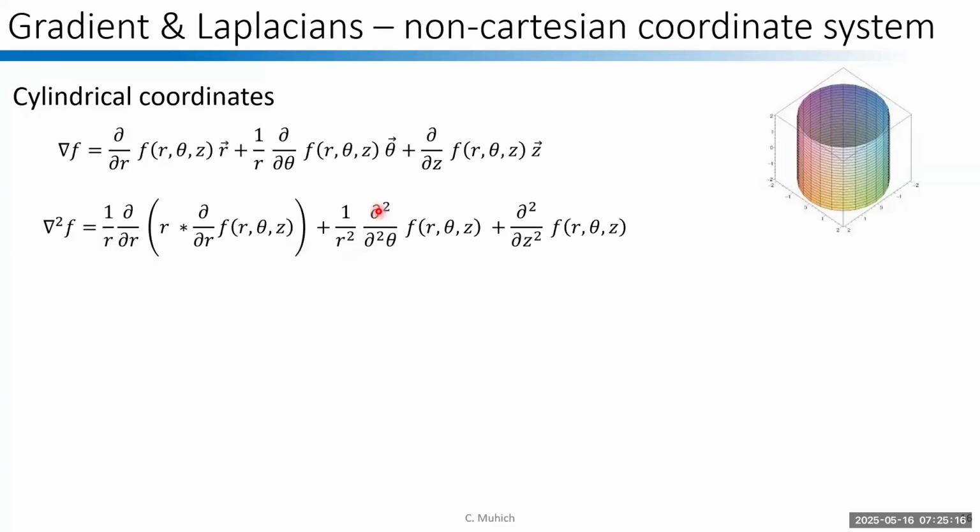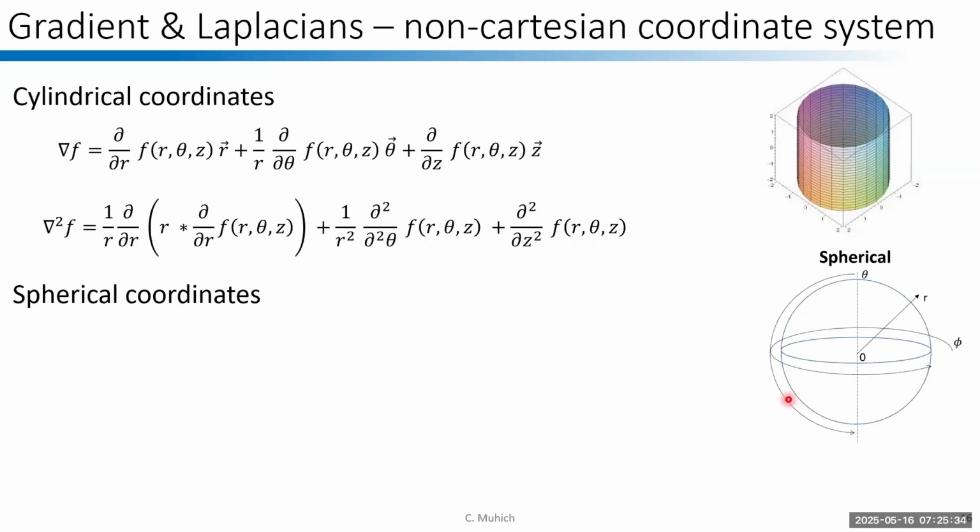In terms of theta, it's a little bit less complex. I take my second derivative with respect to theta of my function, and then I multiply by 1 over r squared. And z is the easiest of all, where I just have my partial derivative with respect to z. I can take these same concepts and apply them to spherical coordinates.